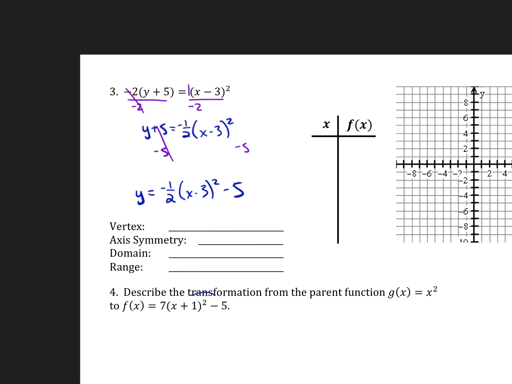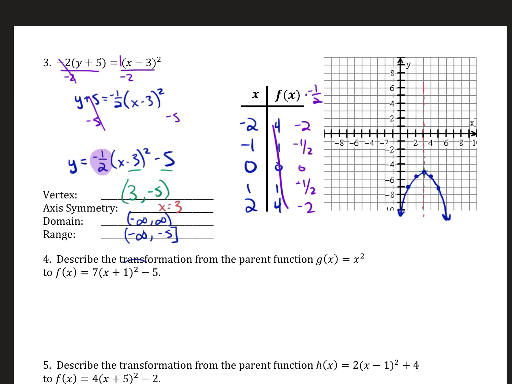Why don't you see if you can finish out the whole graph and fill out all that information. Check your answer up here when you're done. All right, as you finish up your graph, check yours up here and check that information. I'll kind of walk around and answer questions if you've got them. Okay.